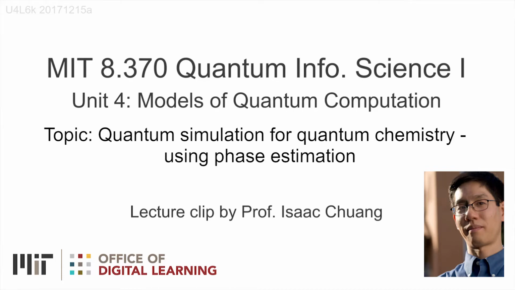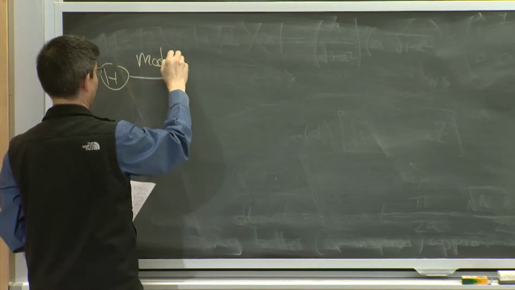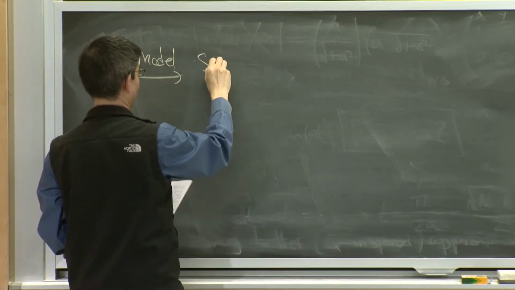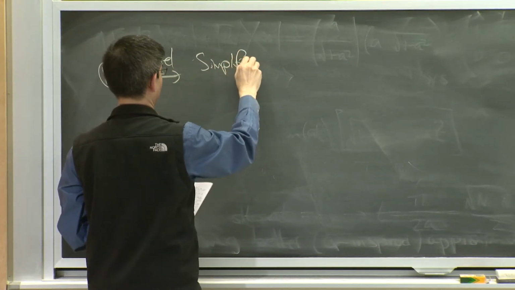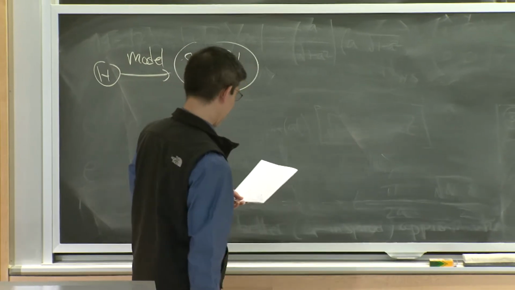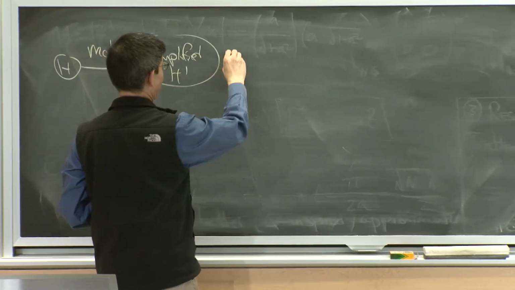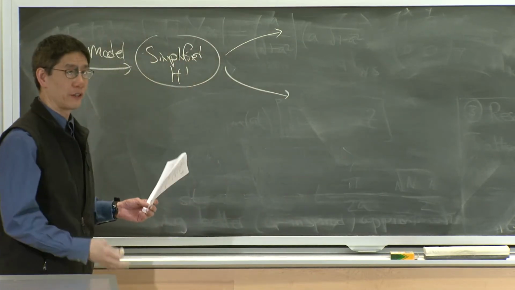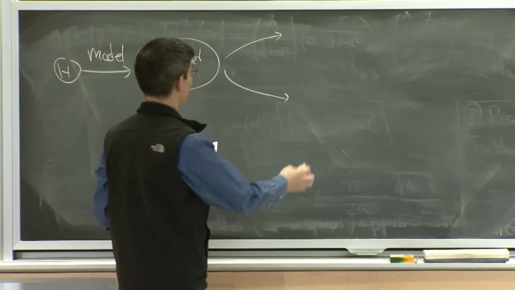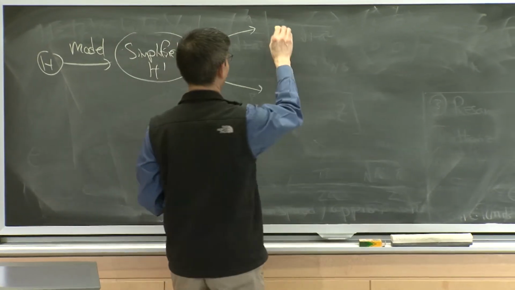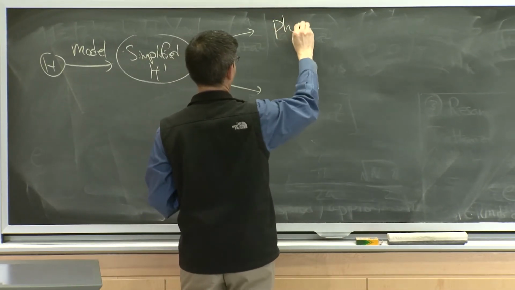We have taken H, we have modeled it with some simplified H prime. This is my H prime down there. And then the two pathways the community has taken, which are rather distinct, is first to utilize what you have already learned in this class, which is the phase estimation algorithm.